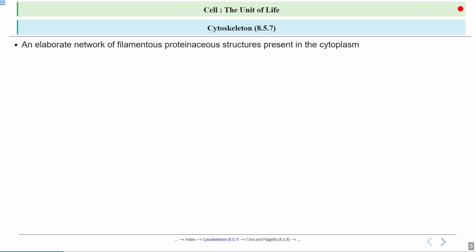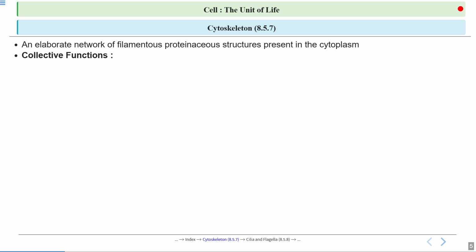We are going to talk about cytoskeleton today. So let's understand what is cytoskeleton. How can we define cytoskeleton? It is an elaborate network of filamentous proteinaceous structures. So these are proteins actually. Proteins play a lot of role in the cell as well. Clear? So this cytoskeleton is a proteinaceous structure and it is present in the cytoplasm. So now you know the location. Location is cytoplasm. And what they are made up of? They are made up of proteins. So you should learn like this.